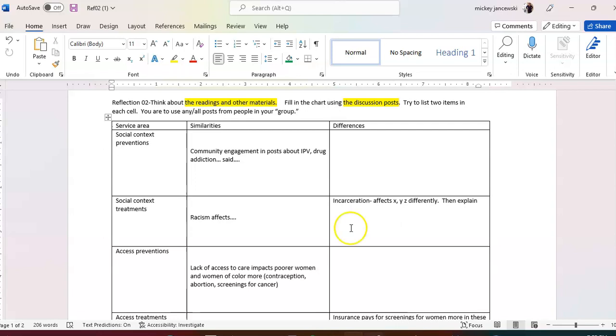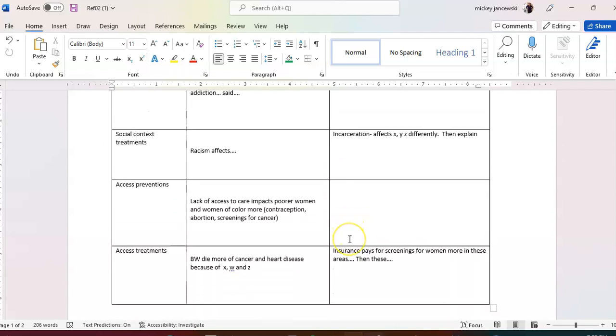and the discussion boards. The next element, the next social determinant of health that we talked about, was access to care, access to quality health care. And again, I'm asking you to use your material in lessons 3 and 4 and look at your discussion board posts and try to find similarities and differences among the different topics that people are discussing. So again, I've put in some examples.